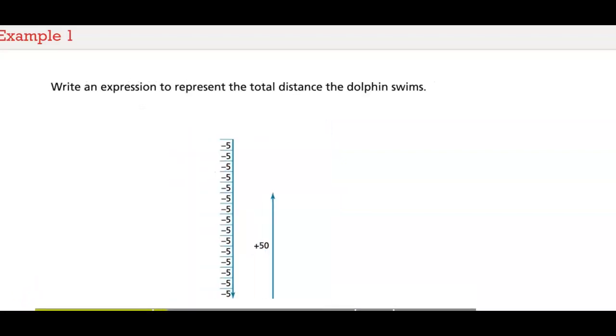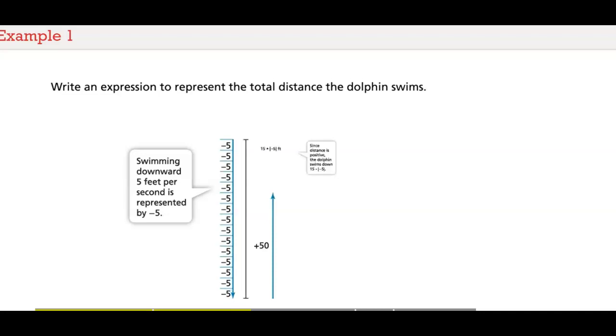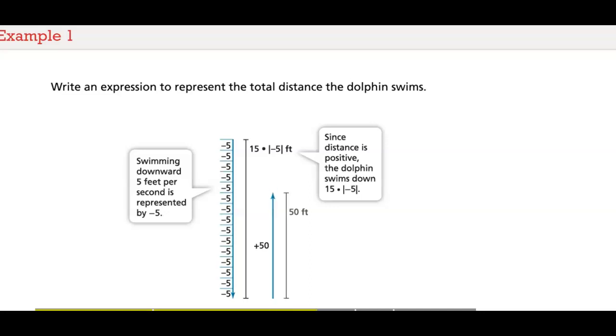Write an expression to represent the total distance the dolphin swims. Swimming downward 5 feet per second is represented by -5. The dolphin swims downward for 15 seconds. Since distance is positive, the dolphin swims down 15 times the absolute value of -5. Then the dolphin swims up 50 feet.